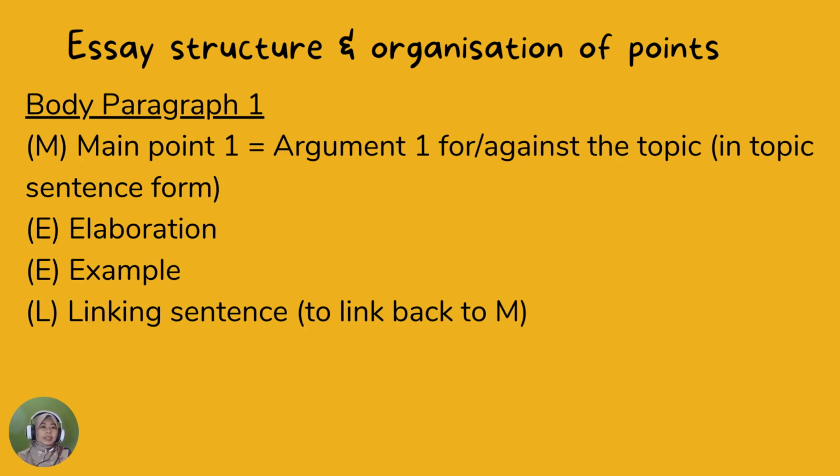Next, body paragraph 1. So argument 1, your point number 1. If you agree with the statement given, this is reason number 1, your argument 1. Why you agree? Argument 1, for or against. For means you agree. Against means you disagree. This one should be written in a full topic sentence. First and foremost, I agree with the statement because, so you give your first point.